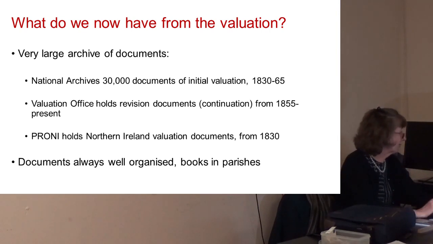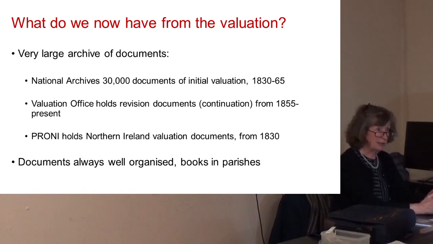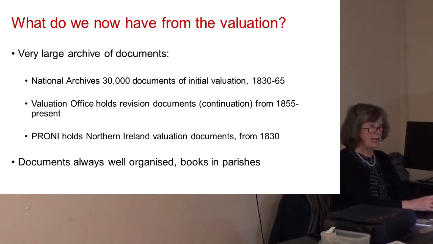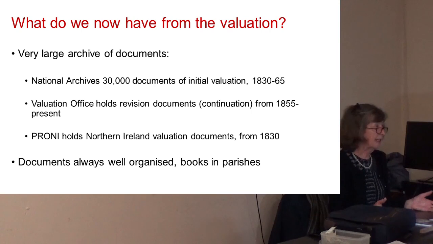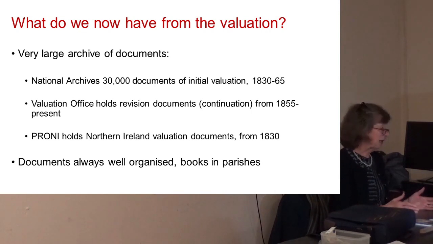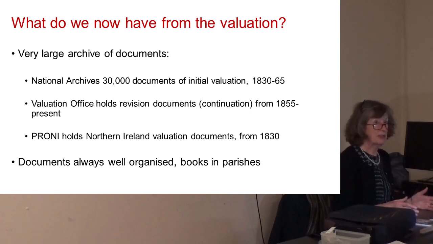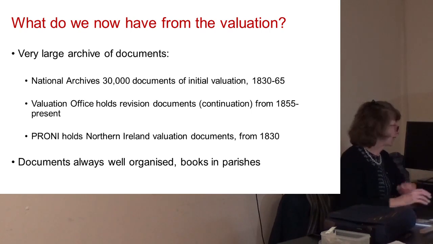And the Public Record Office of Northern Ireland holds valuation documents from the 1830s, because in the early 1920s, a valuation office was set up in Belfast, and the records that they would need for their work were transferred to the valuation office in Belfast, even though some of them got left behind accidentally. And in fact, the National Archives has quite a large quantity of documents that relate to counties in Northern Ireland. And because the documents were always very well organised, because the books were in parishes, they're actually not that difficult to navigate your way through.